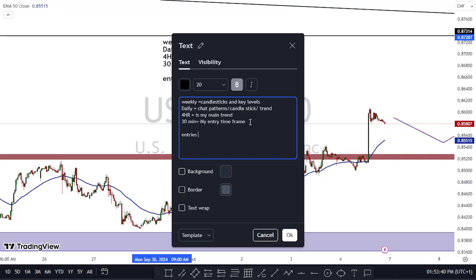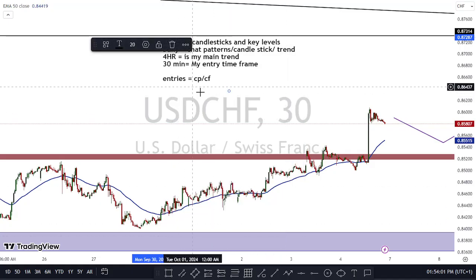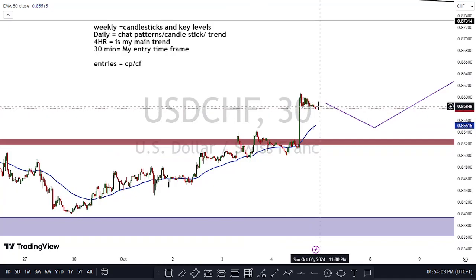Entries equals chart patterns. Let me just write CP, chart patterns, and candlestick formation, CF, candlestick formations. All right. So entries: chart patterns and candlestick formation. So what am I looking out for? I'm looking out for a pullback. In this case now, I'm looking out for a pullback to an area of interest.